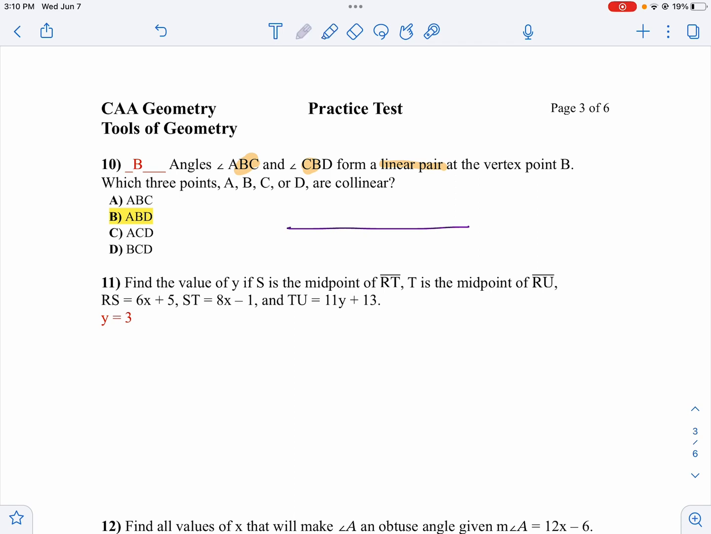angles. So what I think I'll do is I'll put B as my vertex here. Here's C. Then I'll have A and then D over there. And then what makes them a line? A, B, D, and that's where your correct answer is B.